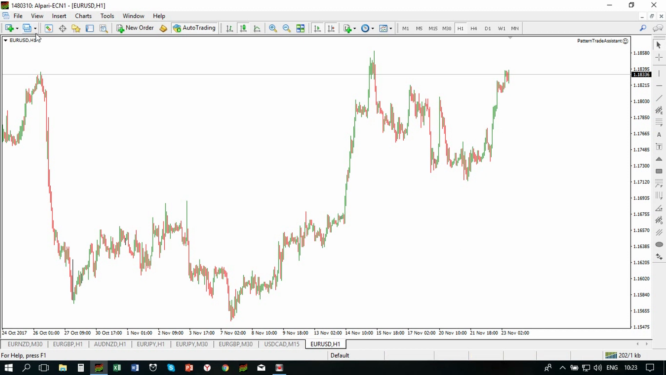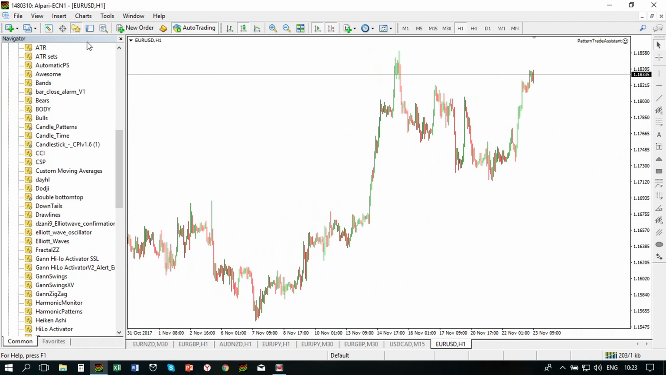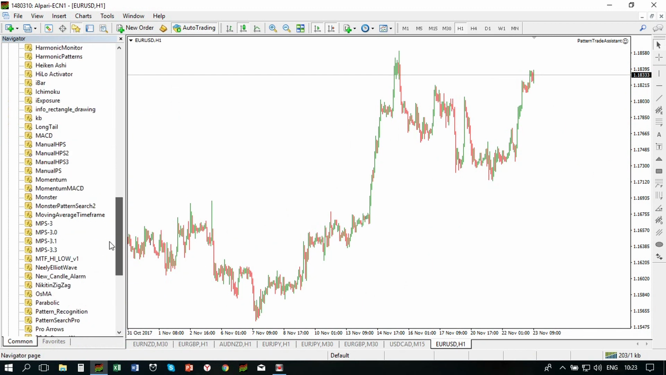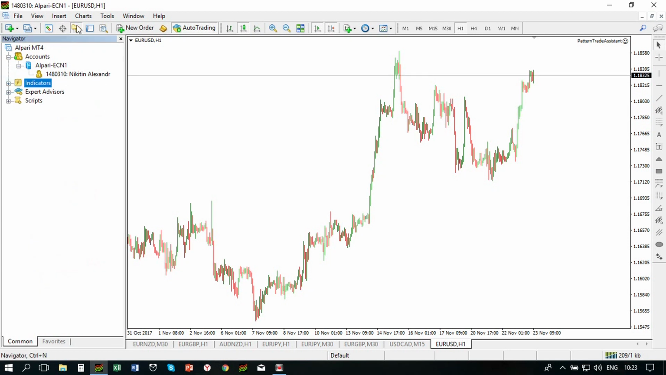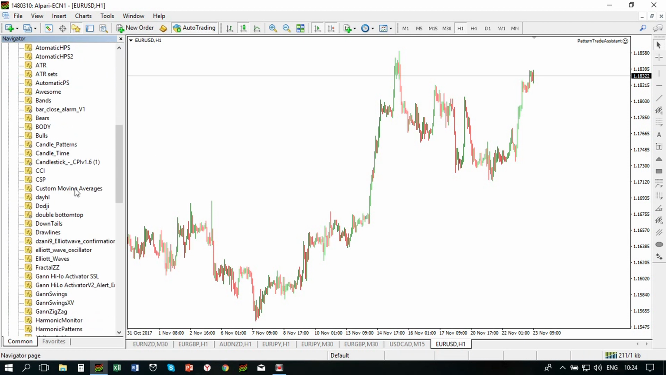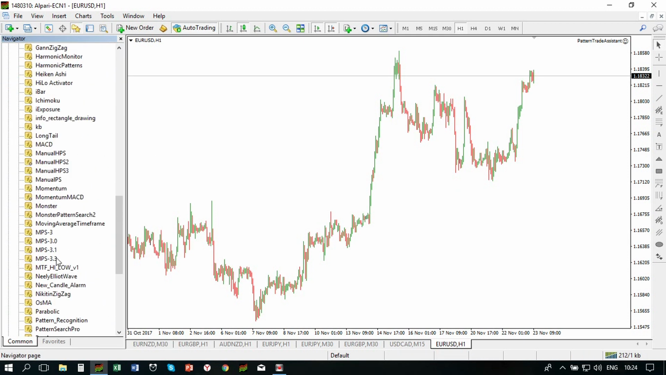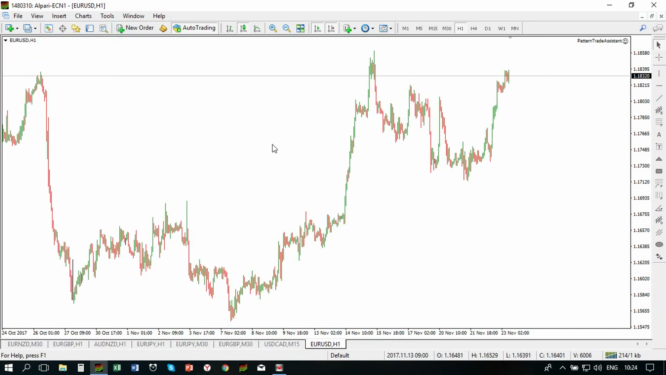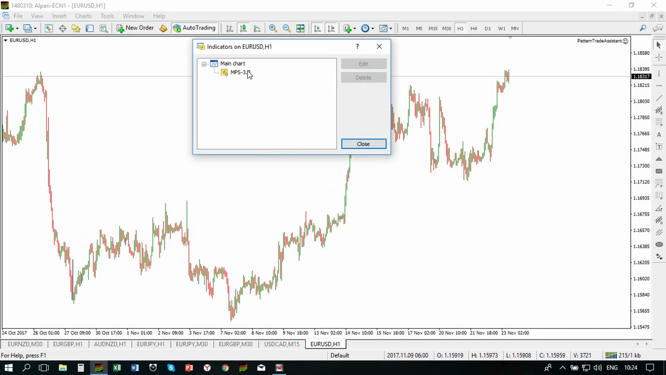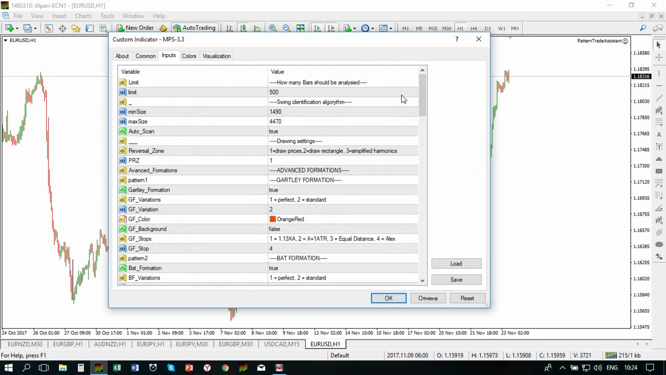Now the platform is ready for Monster Pattern Search. How you can run it? Just open your navigator. Here, this tab is called Navigator. Control N, open your indicators, and you will find Monster Pattern Search somewhere here. Monster Pattern Search 3.3 is the one. Double click on that and you will have this window opened.